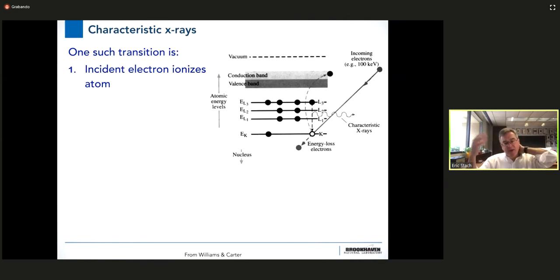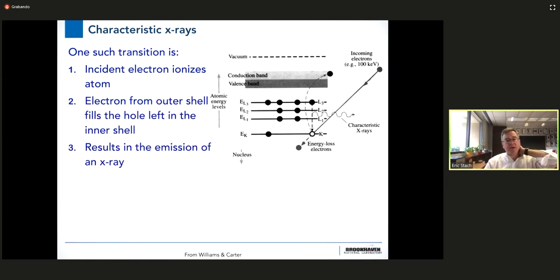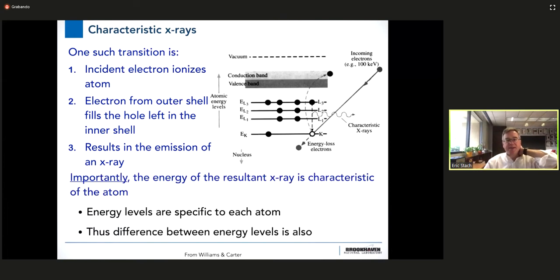The electron from the outer shell fills that hole in the inner shell. It results in the emission of an X-ray that is characteristic of the atom. Again, the energy levels are specific to the type of atom that's present, and thus the difference between the energy levels is as well. This means that the X-rays that come off carry information about the atoms that the incident electron interacted with. Importantly, that incident electron may have come in with 100,000 volts, but after undergoing this collision, it loses a very specific energy, the amount of energy required to strip that electron from the core and place it into the conduction band.